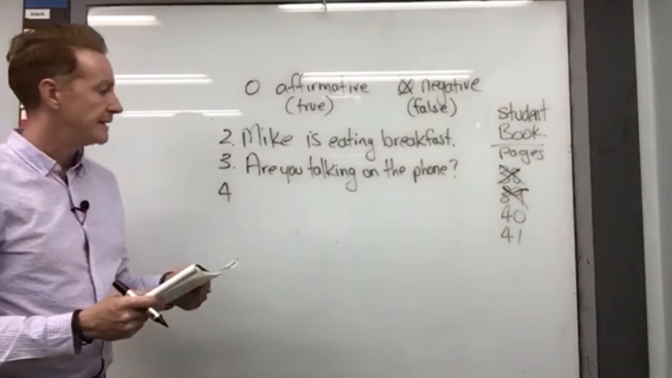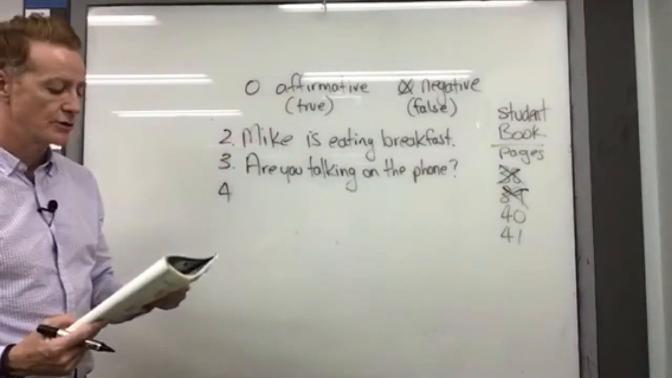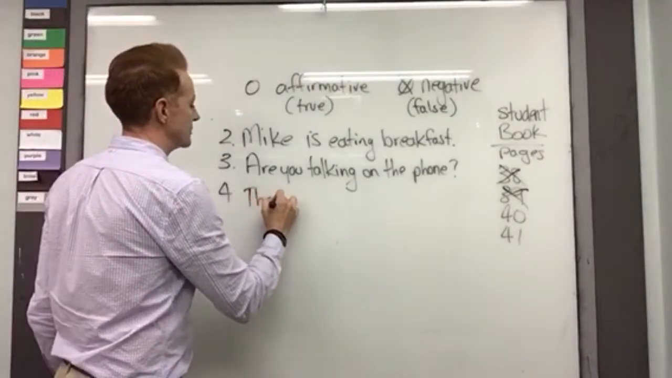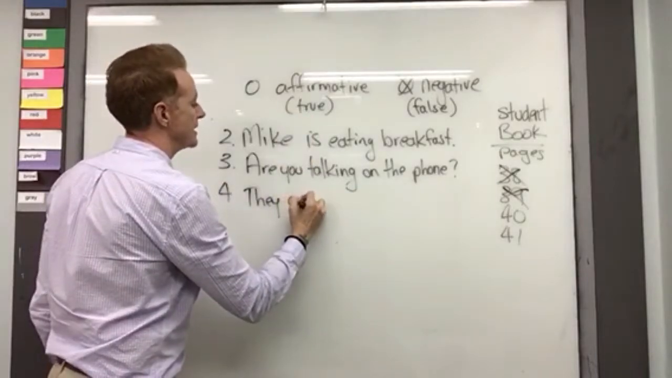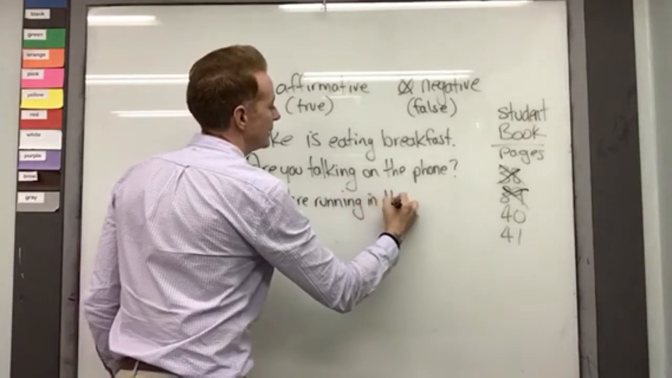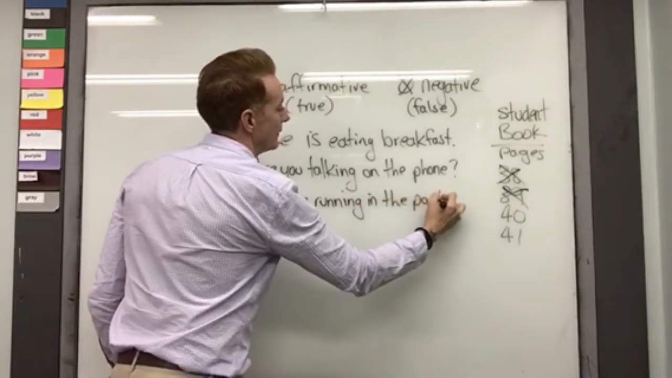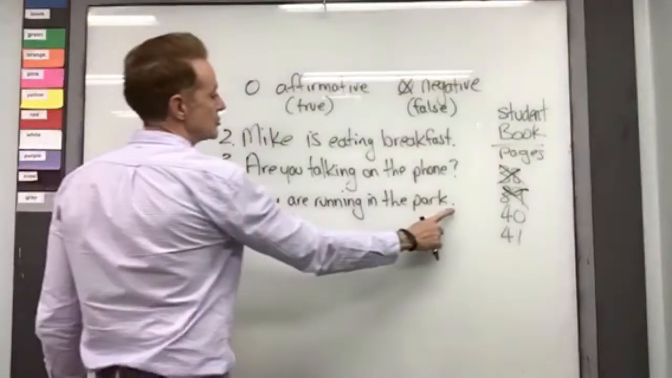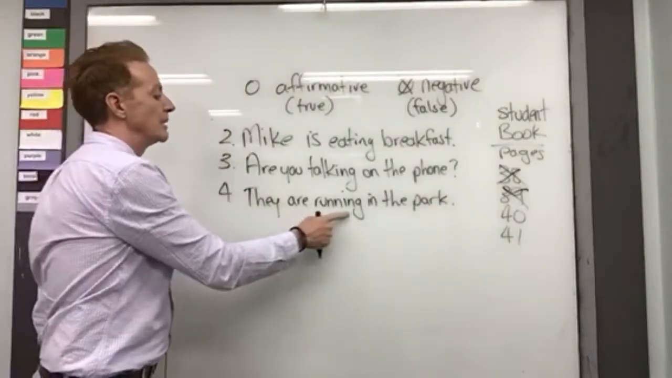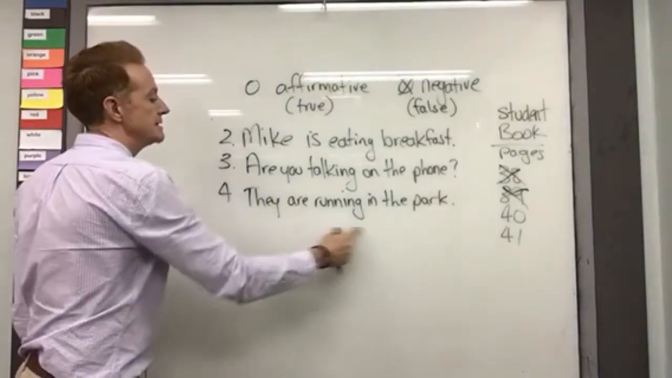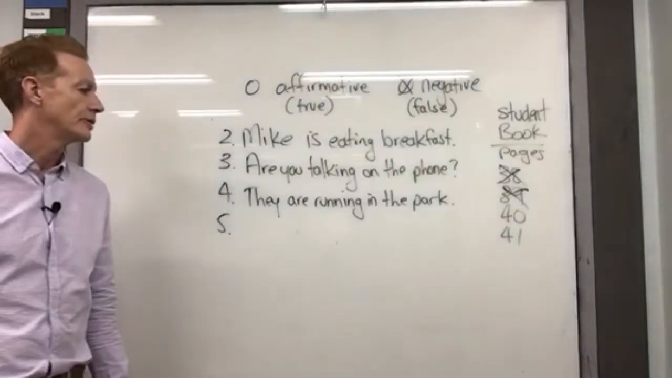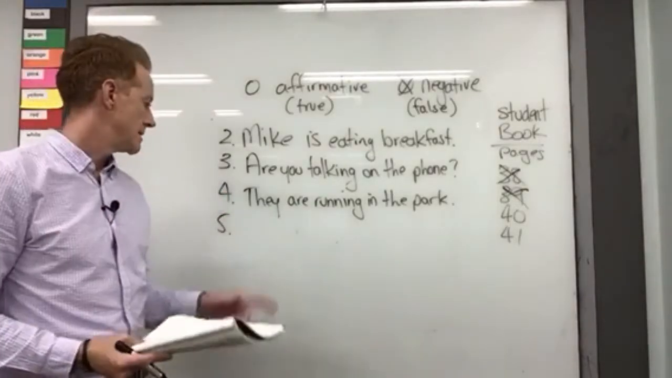Number 4 is affirmative because it has the circle there. They run in the park. So it did happen, it's true. So they are running in the park. And make sure you end with a period. This one is not a question. They are running in the park. Present continuous form here.